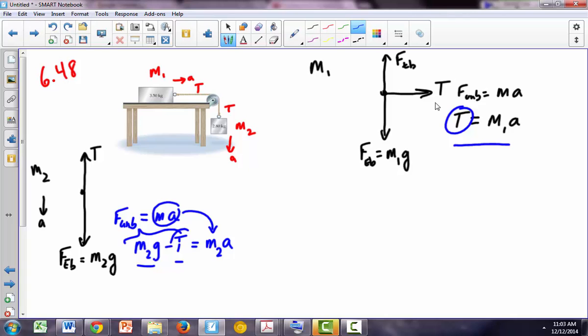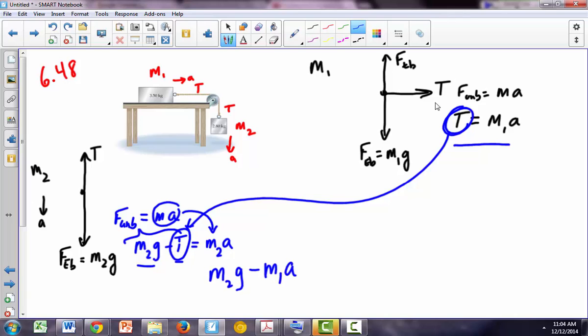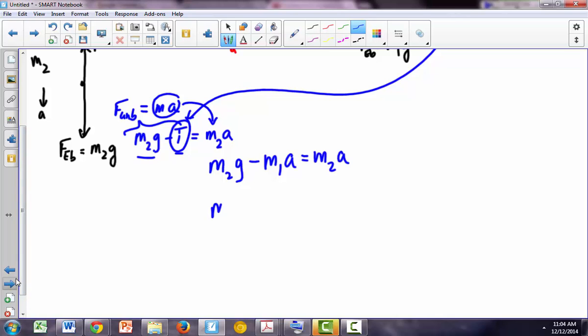The common variable here is T. So what I'm going to do is substitute M1A in for T. So M2G minus M1A equals M2A. Now I'm going to get all my A terms on one side and solve for A. So that just means M2G equals M2A plus M1A. Factor out my A: M2 plus M1.